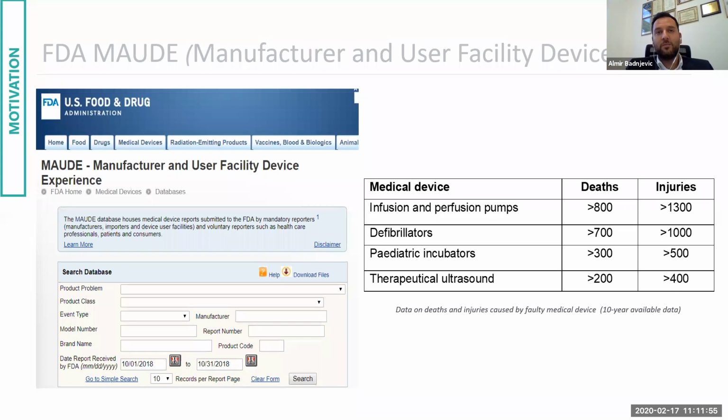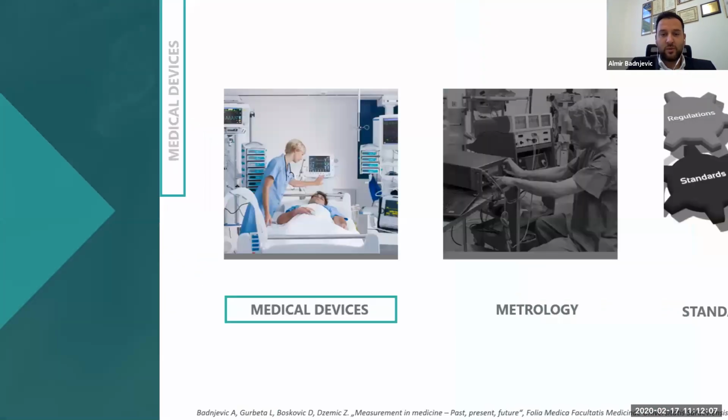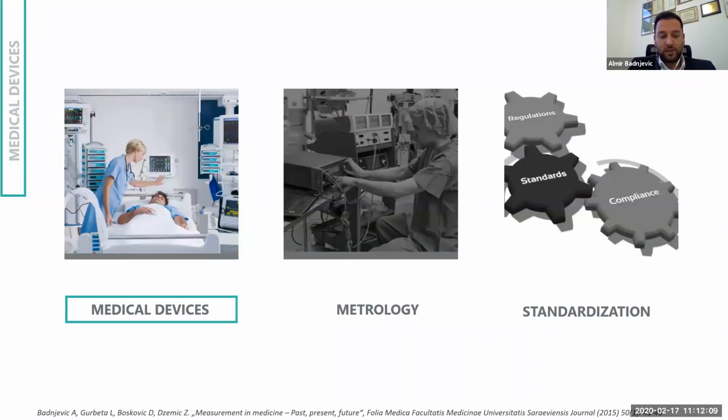And if we want to get better devices, we have to start measuring. And if we want to measure accurately, we must do it by the metrology rules. So how did we start our development? First of all, we found out that we should take care of three different segments. The first segment is medical devices, because that's our topic. The second segment is metrology, because metrology is something we want to introduce into medical devices. And the third segment is standardization and the standards, because if we want to implement metrology into medical devices, we have to do it by some kind of standards which are already developed.